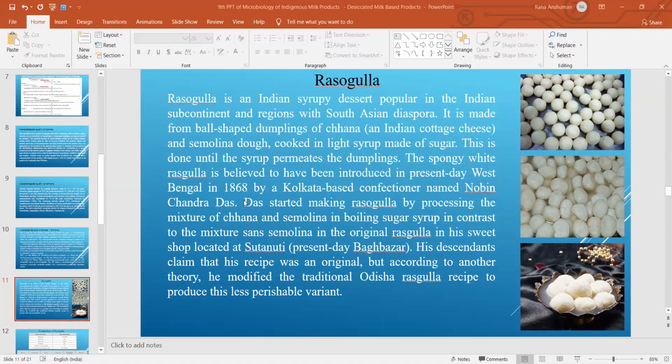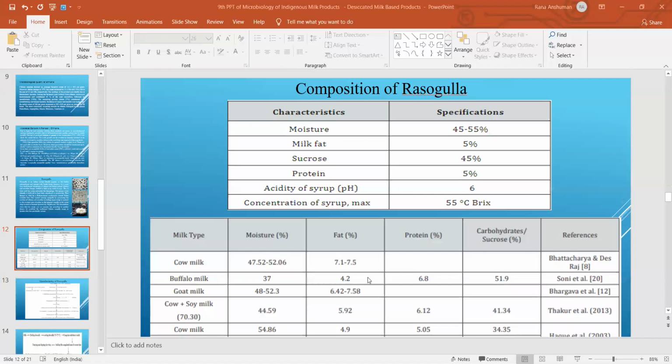So thereafter, Das started making Rasgulla by processing the mixture of chana and semolina in boiling sugar syrup, in contrast to the mixture sans semolina in the original Rasgulla, in his sweet shop located at Bagh Bazaar of Calcutta area. So this product is also very popular in Orissa, Bihar, UP.